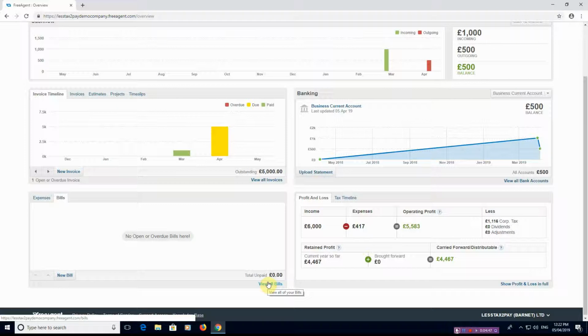The nice little tip that I see here, and all the other software companies do this, but they don't lay it out as simply as what FreeAgent do, is this box on the right hand side, which is the profit and loss. As you can see, we have a very simple income of £6,000 minus expenses of 417. The operating profit is 5583, and they've worked out that the corporation tax is £1,116. So throughout the year, you are going to get an idea of what your corporation tax is as this is updated. So it gives you a very nice indication of where you're going.